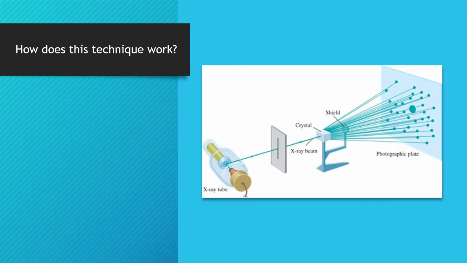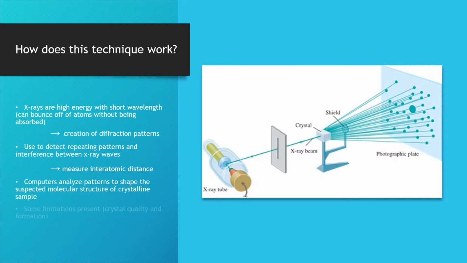Alrighty, on to the most important part. How does this technique work? So, X-rays are high-energy waves with short wavelengths, which allow them to bounce off of atoms within a molecule without being absorbed. The rebound of these waves are what create diffraction patterns.